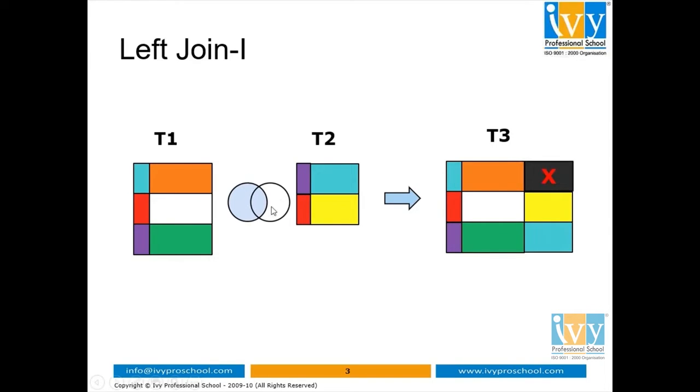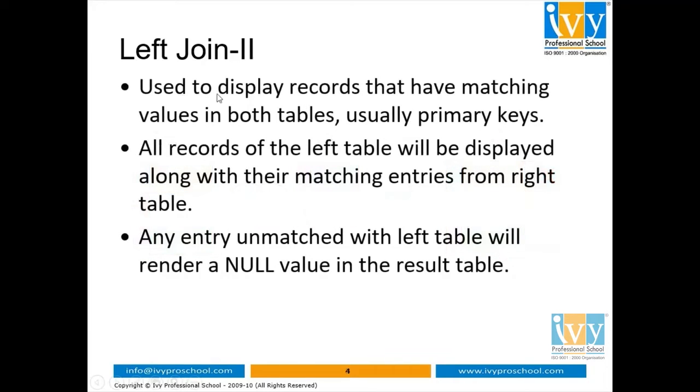This symbol is called left join, and it is also called left outer join interchangeably. Now left join is used to display records that have matching values in both tables, usually using primary keys. All records of the left table will be displayed along with the matching entries from the right table, and any entry unmatched with the left table will render a null value in the result table, which we have just seen right now.